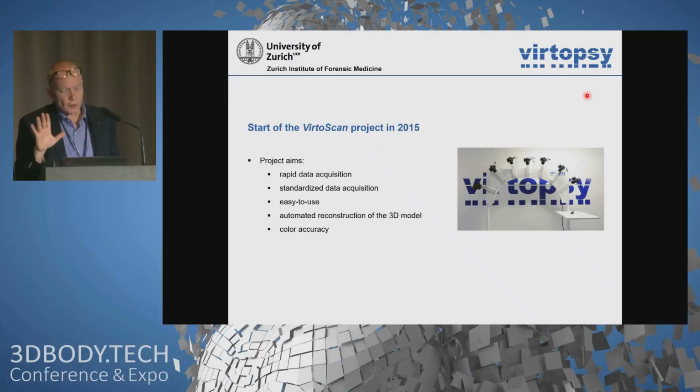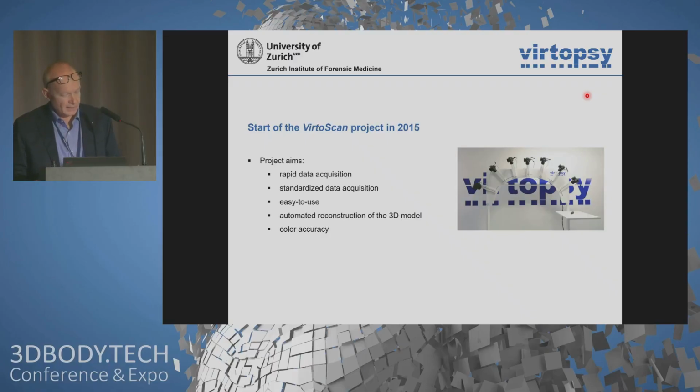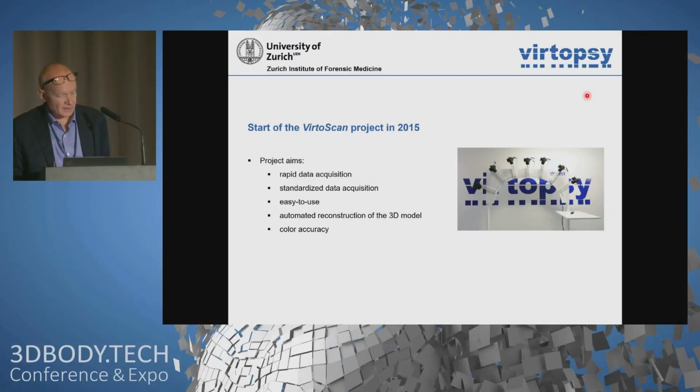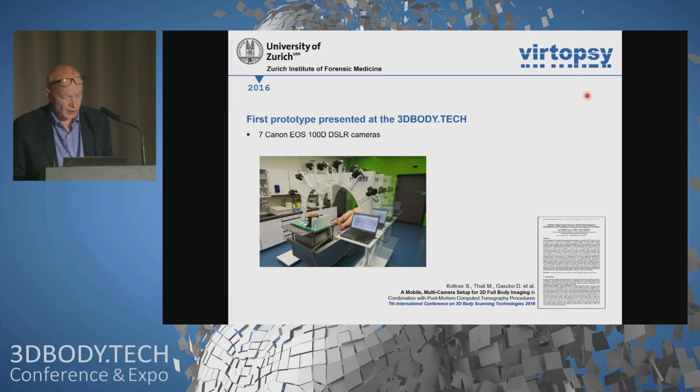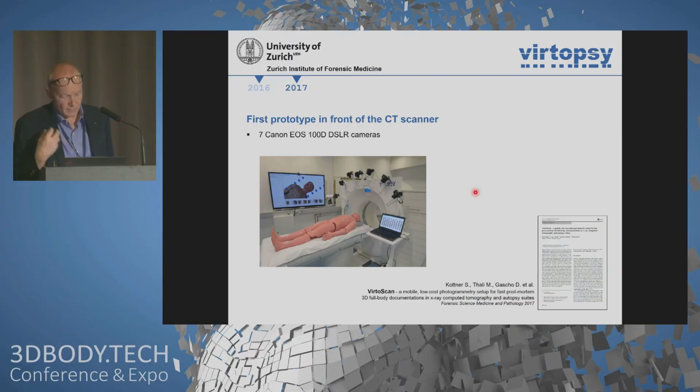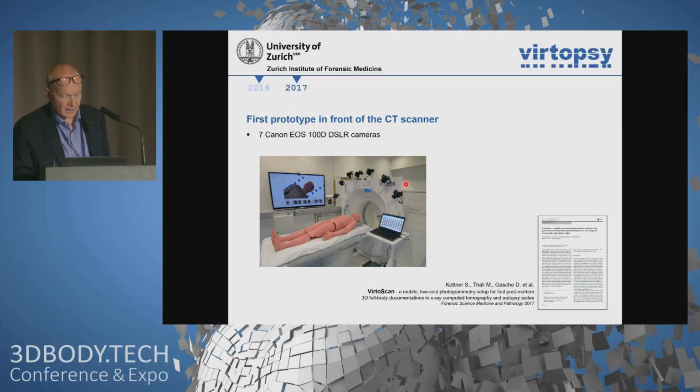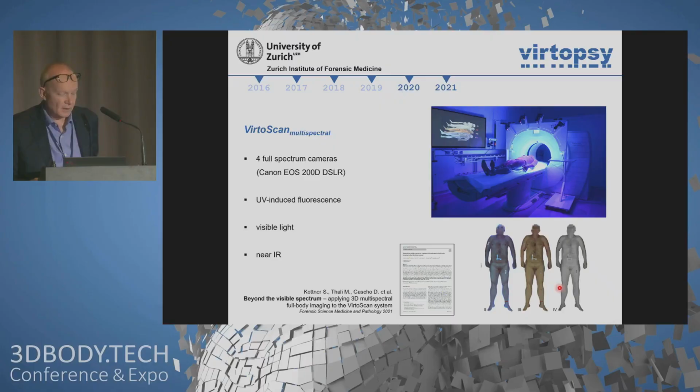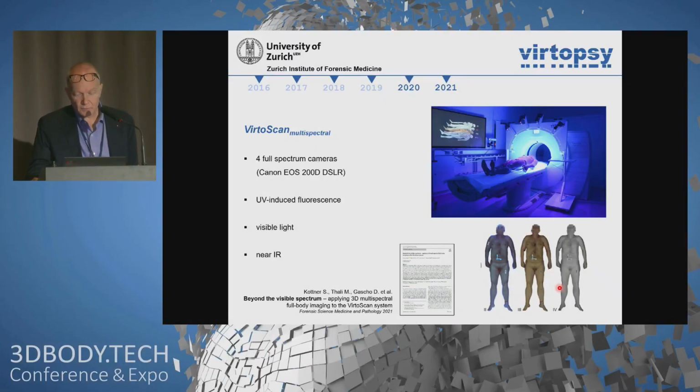So we started the Virtoscan project 8 years ago. The main topic is that we need rapid data acquisition, and everything has to be easy to use. We started that project, and it was presented many years ago here at the conference for the first time. We said we want to document the surface of a dead body in the autopsy room, you see that here. We call the project Virtoscan. We put this ring here with 7 cameras in front of the CT scanner in our institute, with different light sources.